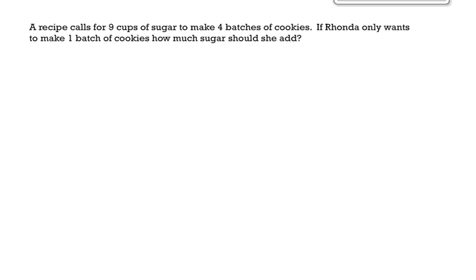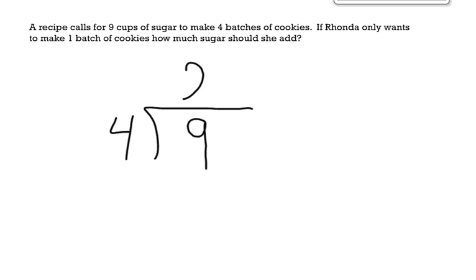It says the recipe calls for 9 cups of sugar to make 4 batches of cookies. If Rhonda only wants to make 1 batch of cookies, how much sugar should she add? So the picture we have here is that we have 9 cups of sugar, and that is split up between 4 batches. So if we divide 9 by 4, that's going to tell us how much is in each of these batches. So 4 goes into 9 2 times. 2 times 4 is 8. And we subtract and get a 1 left over.